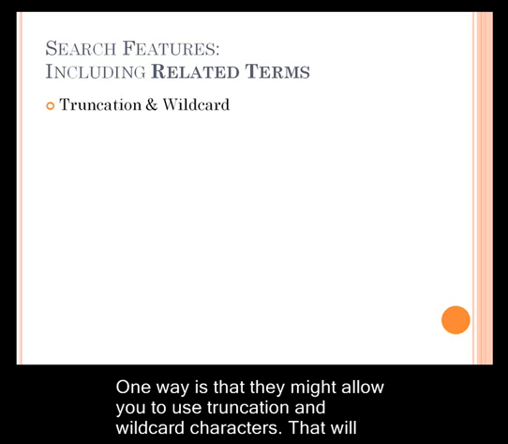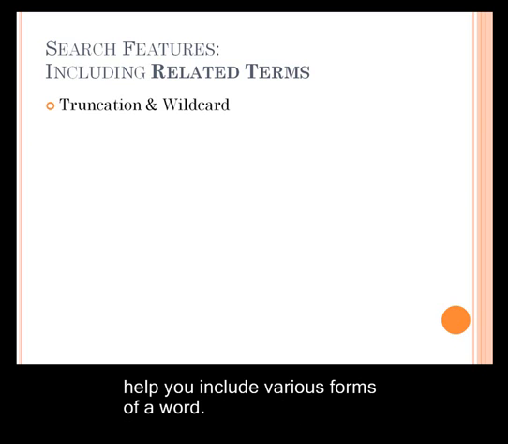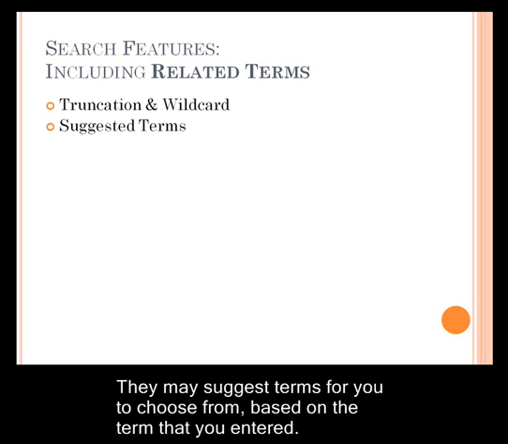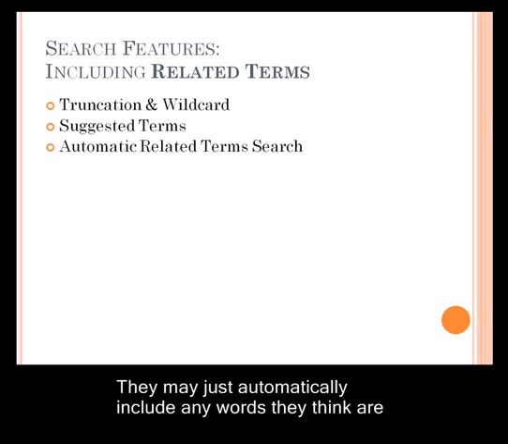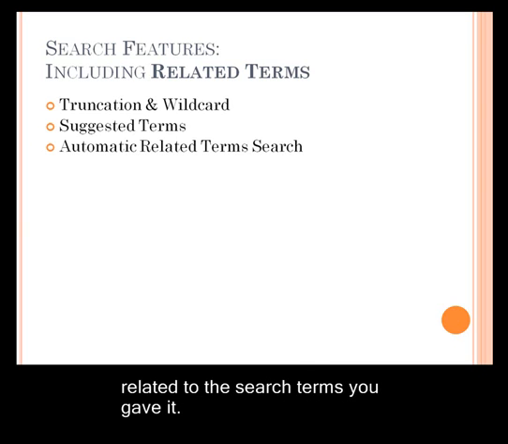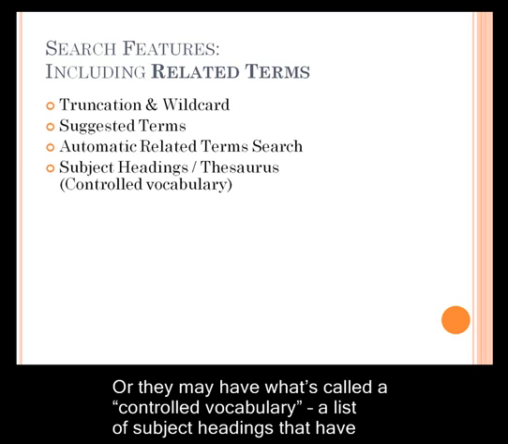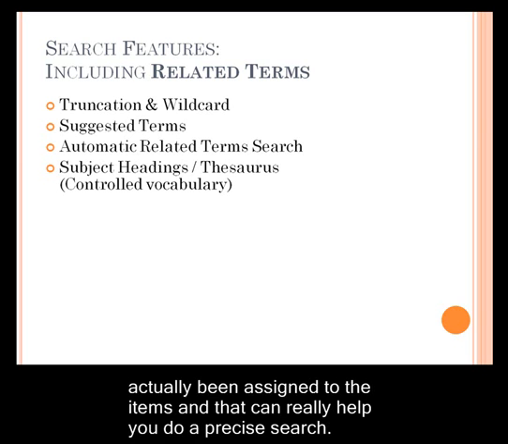One way is that they might allow you to use truncation and wildcard characters that will help you include various forms of a word. They may suggest terms for you to choose from based on the term that you entered. They may just automatically include any words they think are related to the search terms you gave it. Or they may have what's called a controlled vocabulary, a list of subject headings that have actually been assigned to the items and that can really help you do a precise search.